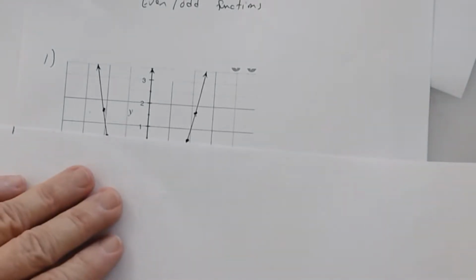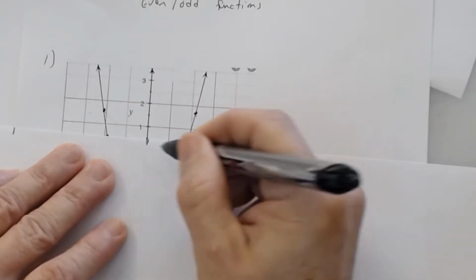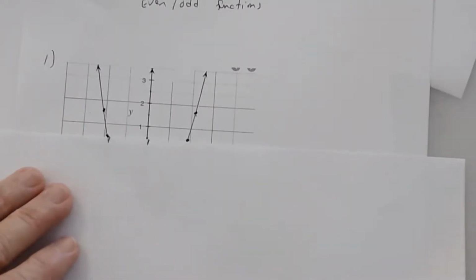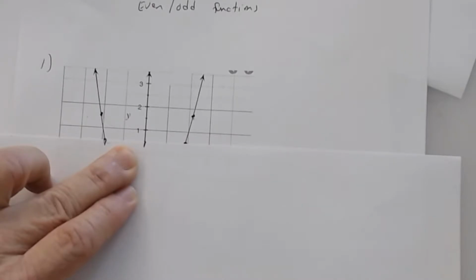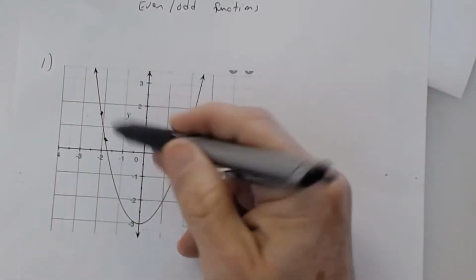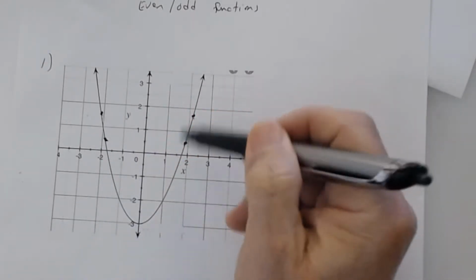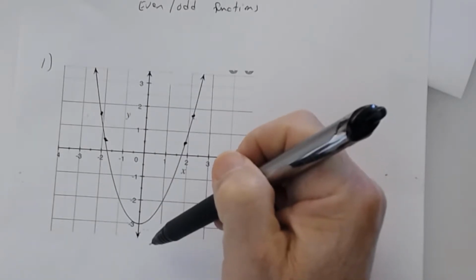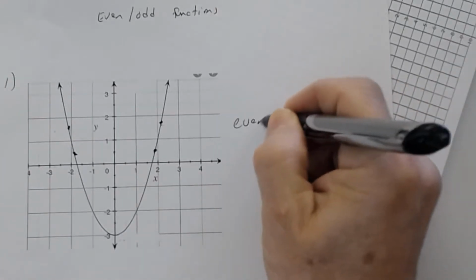The horizontal distance better be the same, meaning that from here to here better be the same as what? The other side. And it looks like it is, right? Okay? So do y'all see that this graph, this function, is an even function because it is symmetrical about the y-axis? Okay. All right, look at number, so this is an even function.